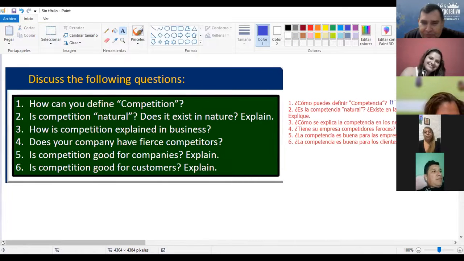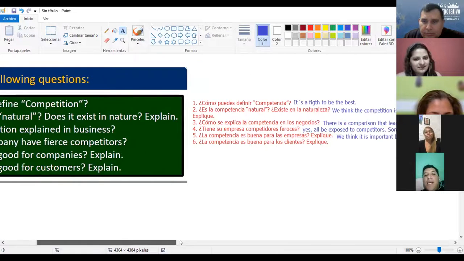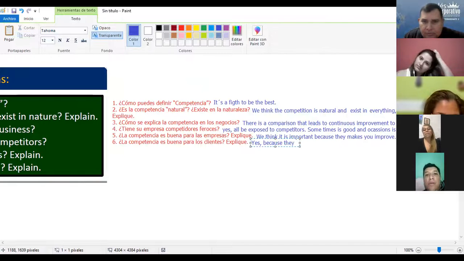Okay. And the last one. Is competition good for customers? Explain. Yes, because they have access to better service and products. Yes, because they have more options. Access, yes.